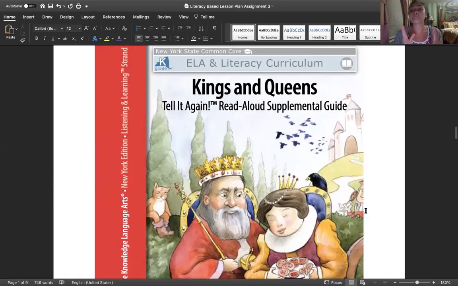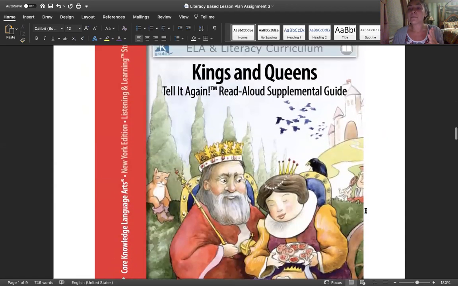I got this book and the curriculum map through Engage New York because it goes hand in hand with Common Core, which New York State is currently still using before transitioning to the next gen standards, which I know are going to happen very soon for New York. The book is called Kings and Queens. I didn't attach the whole book on here, but basically it's just a picture book. They give the words to the teacher and she reads the words while showing the picture book.